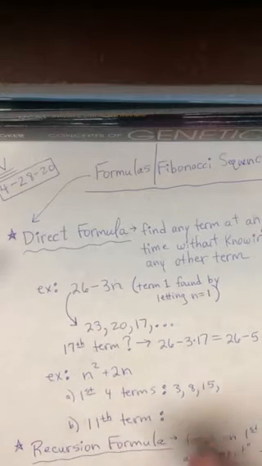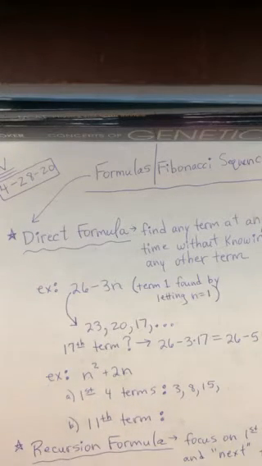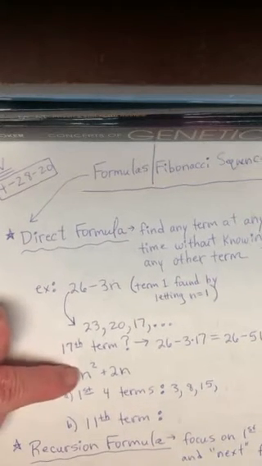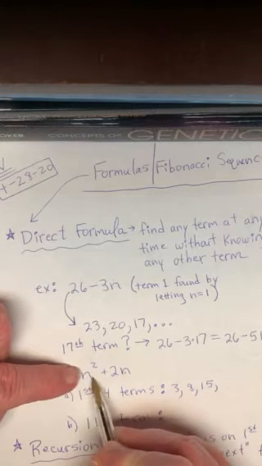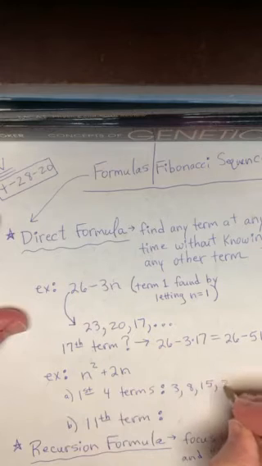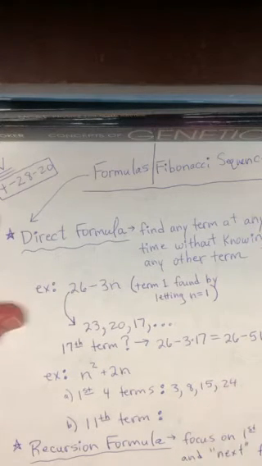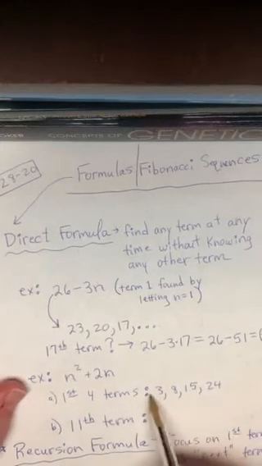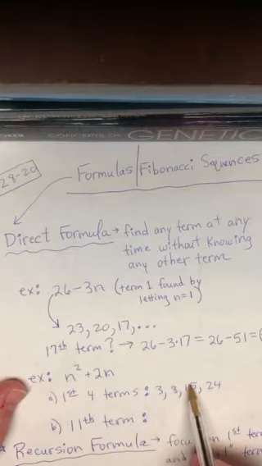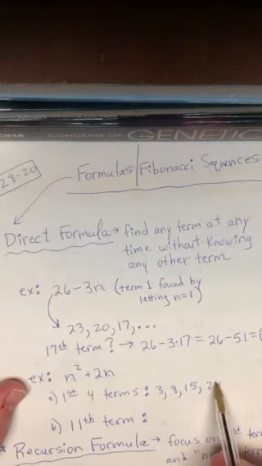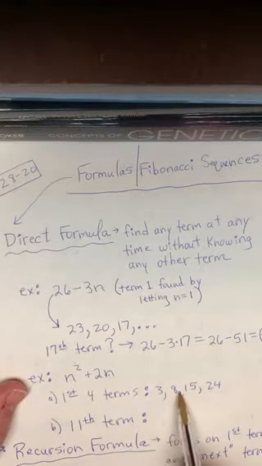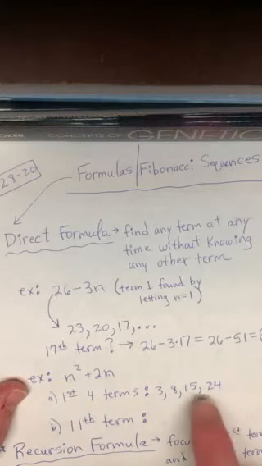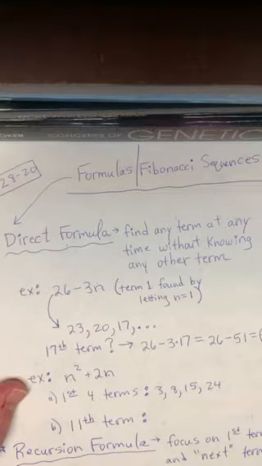Plug 4 in, because it said let's find the first 4 terms. 4 squared is 16. 2 times 4 is what? 8. 16 plus 8, 24. So there is a pattern here, agreed? We added 5, then we added 7, then we added 9. So there are direct formulas that create a sequence of numbers that have a pattern. That just doesn't happen to be arithmetic or geometric, either one, okay?